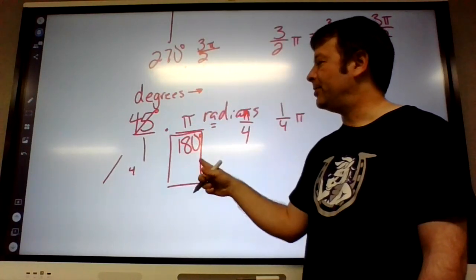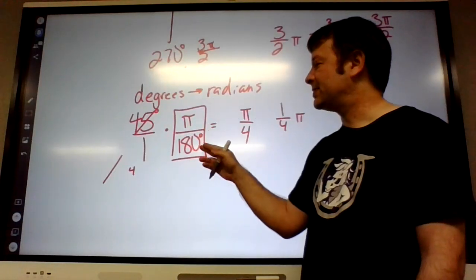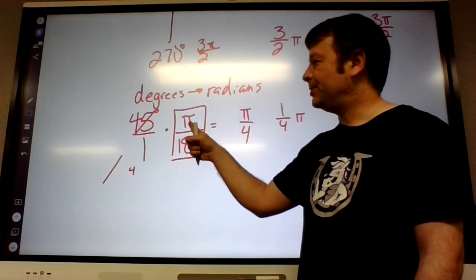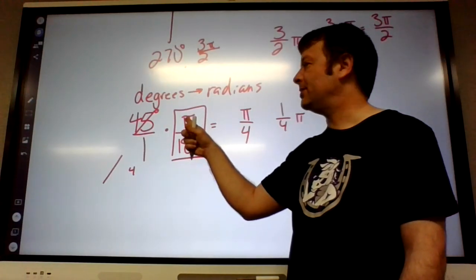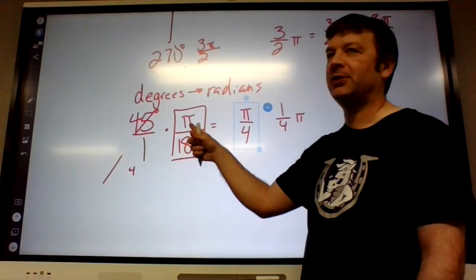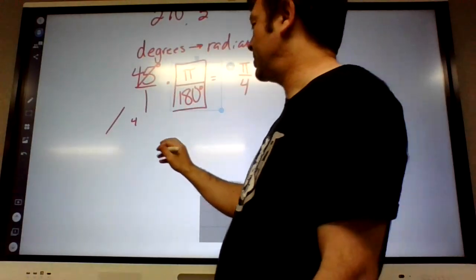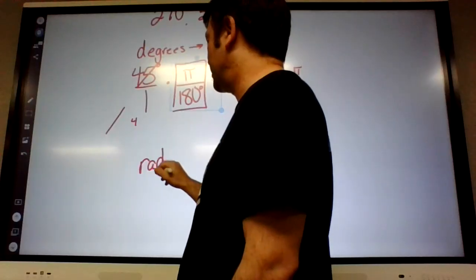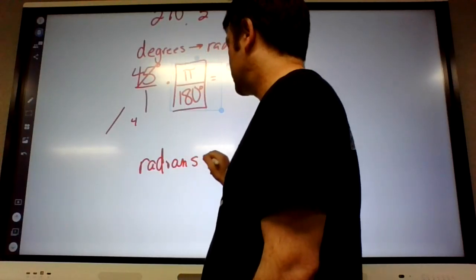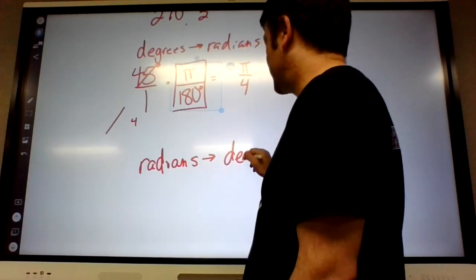You might remember it because you want to multiply the pi in to turn it into radians, so the pi goes on top. Okay, there's also a radians to degrees converter, and it's almost the exact same thing.